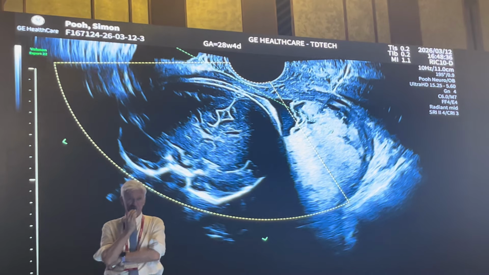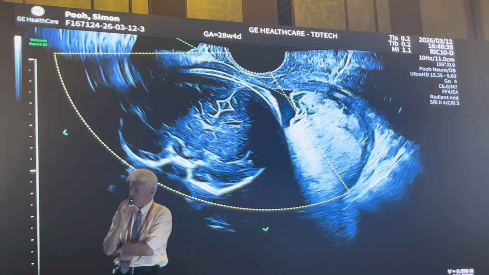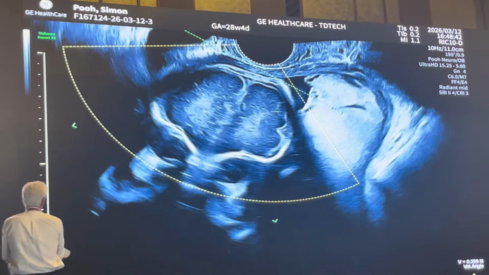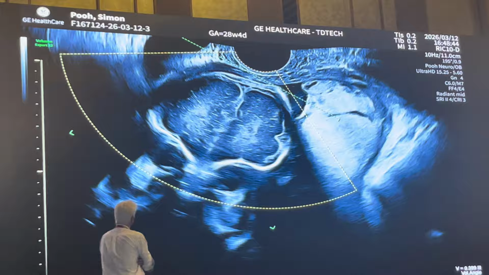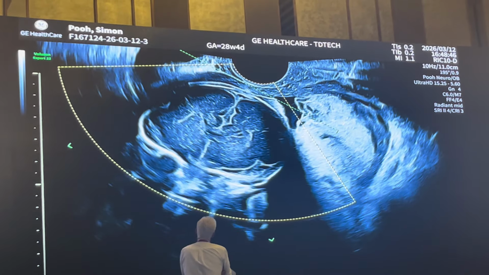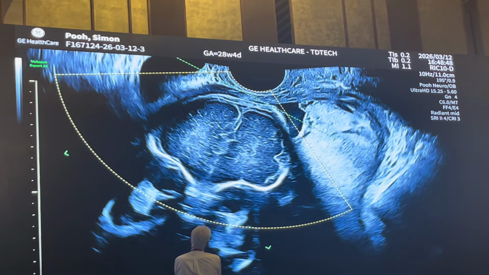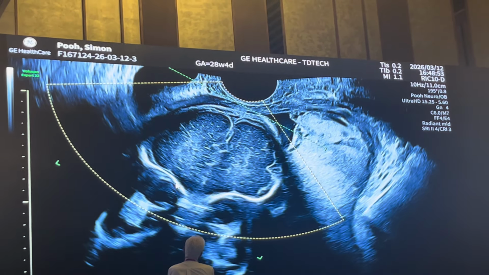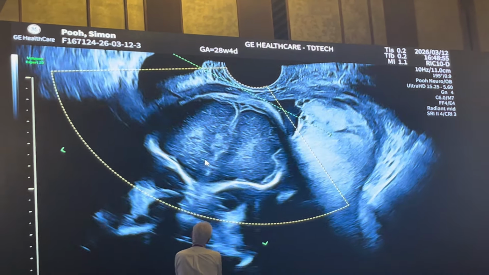Straight away you can see the genu of the corpus callosum. That's a good start. Can you hear me? Okay. Right. So now I am looking at the fetal brain in the coronal section, and you can recognize the two eyeballs here, and this is the midline.